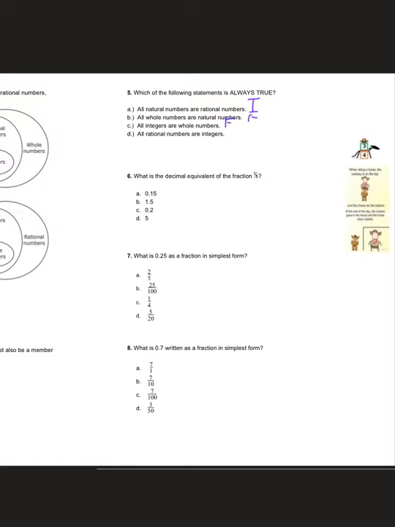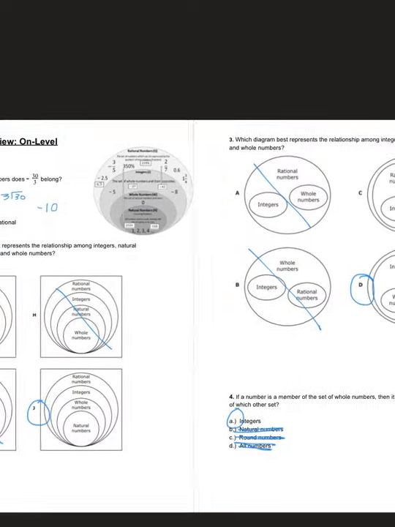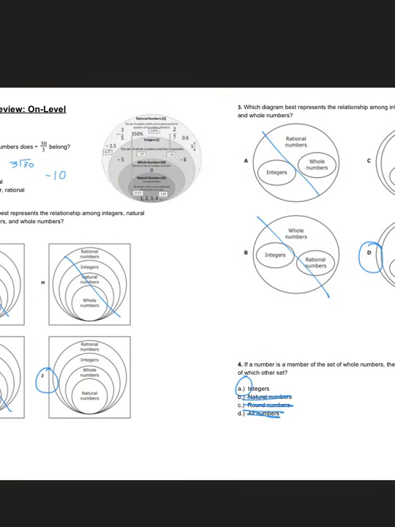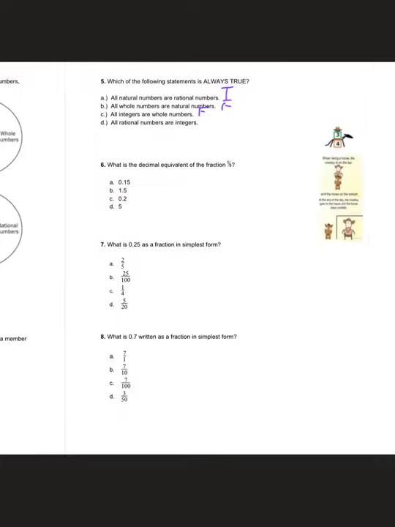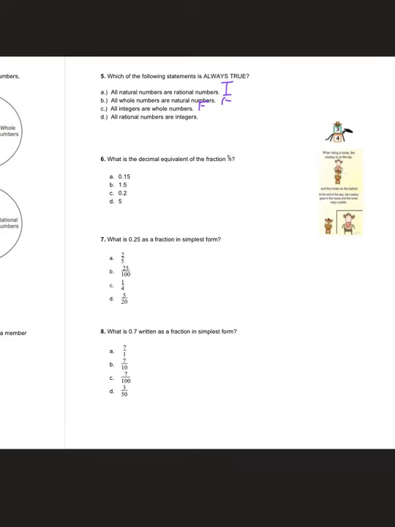And now the last one says all rational numbers are integers. Are all the rational numbers in the integers? No, they are not, because rational numbers include terminating decimals and repeating decimals, but integers do not. So that is also false, which leaves us with the correct answer. To confirm, A would be it.